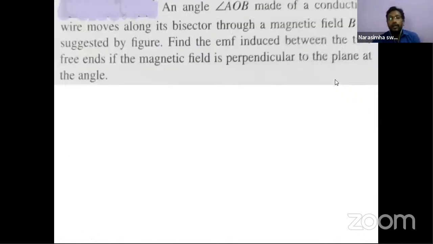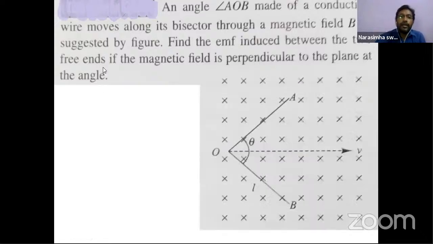Now we'll move to another problem. Angle AOB is made of conducting wire, moving along a bisector through a magnetic field B as suggested by the figure. Find the EMF induced between the two free ends if the magnetic field is perpendicular to the plane. So here is the figure, right? Observe this, angle AOB is made of a conducting wire.